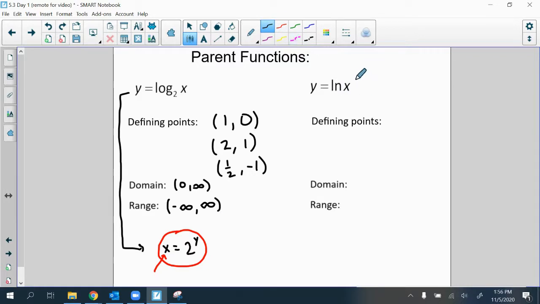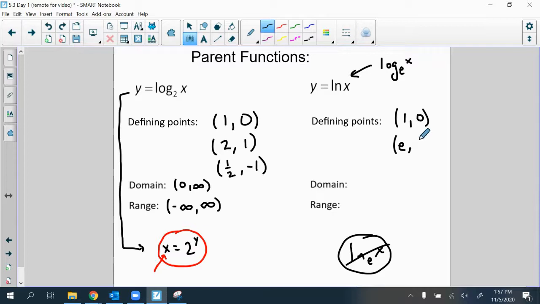For natural log of x, just a reminder that the natural log function is log base e. We normally don't write it as log base e, and we never write it as natural log base e. Natural log means log base e, so we don't need to write it like that. So the defining points for this one: if I substitute in 1, I get 0. And that's true of any log function. If I substitute 1 in for x, I would get 0. If I substitute in e, I get 1. And if I substitute in 1 over e, I get -1.